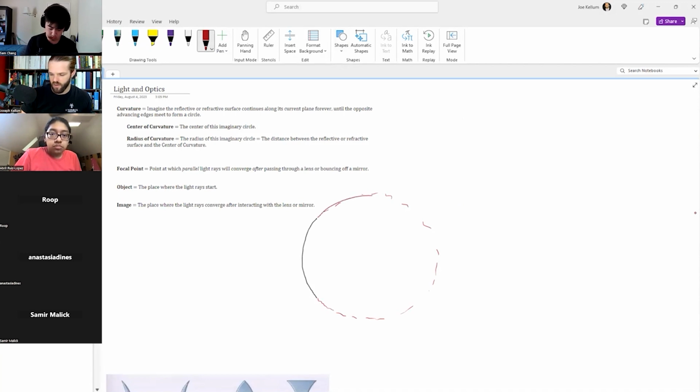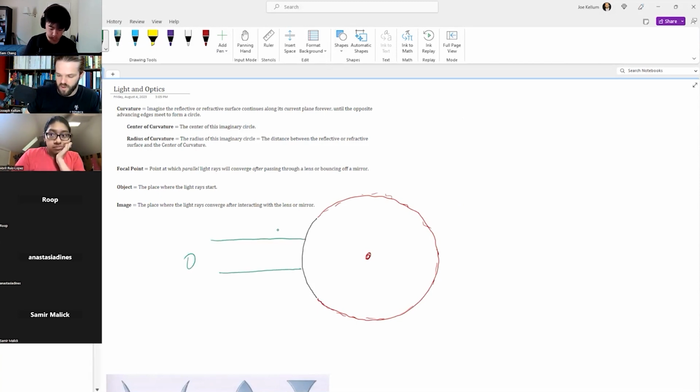If we look at that curvature, now that we've formed a circle, we can also see that this circle is going to have a center, right? Like any circle. The center of curvature is just referring to the center of that imaginary circle that your interface formed. In this case, since we're imagining this is a mirror, you can say the light is probably coming in and bouncing off the mirror like this, right?